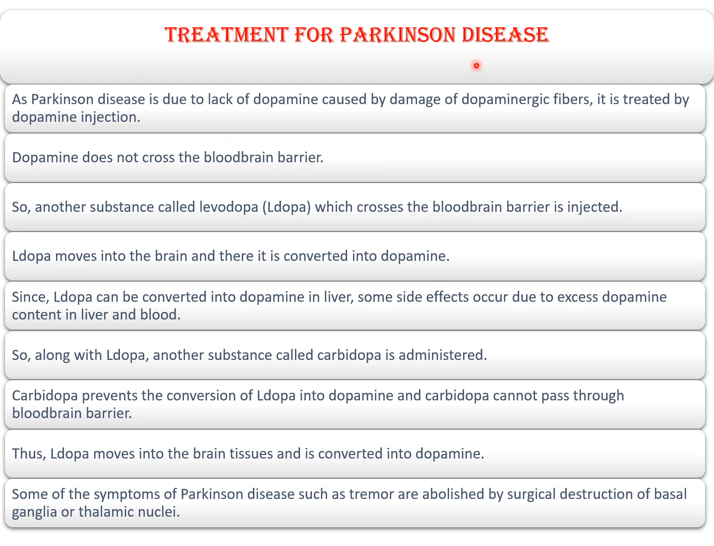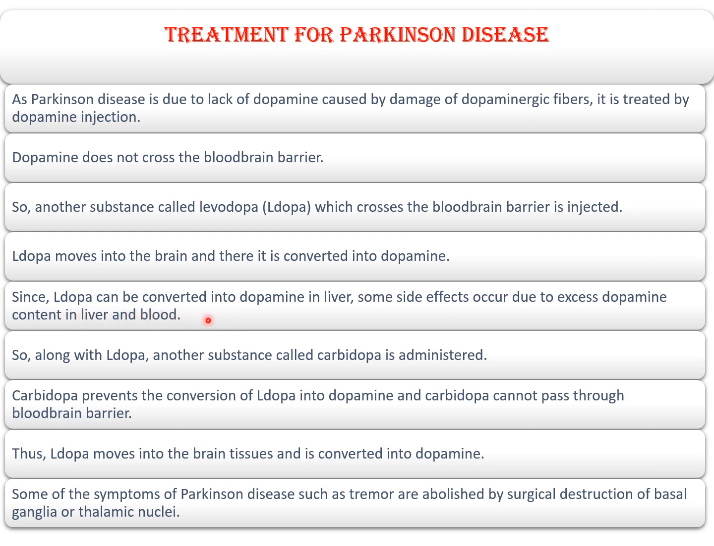Then the treatment for Parkinson's disease. So Parkinson's disease is due to lack of dopamine caused by damage of dopaminergic fibers, and it is treated by dopamine injection. Dopamine does not cross the blood-brain barrier, so another substance called levodopa that crosses the blood-brain barrier is injected. L-DOPA moves into the brain and it is converted into dopamine.